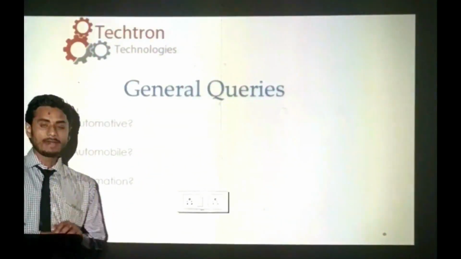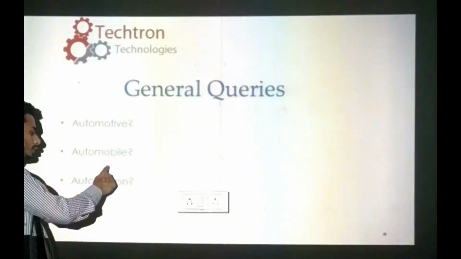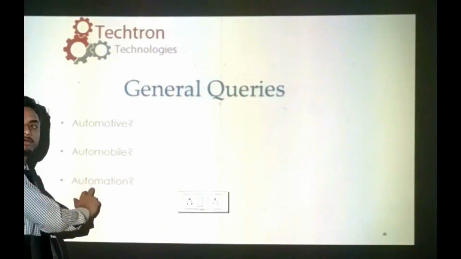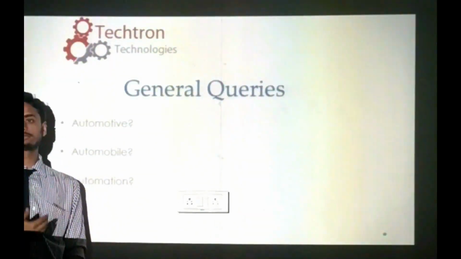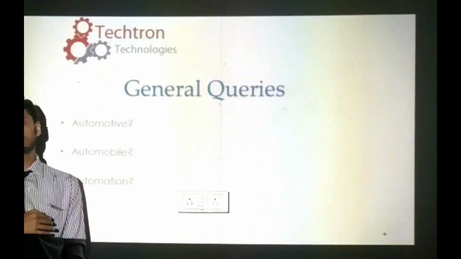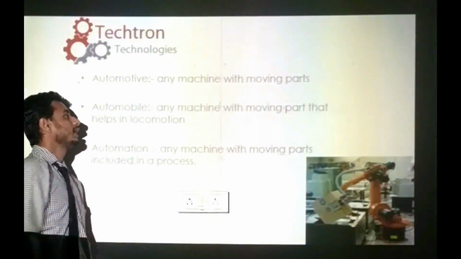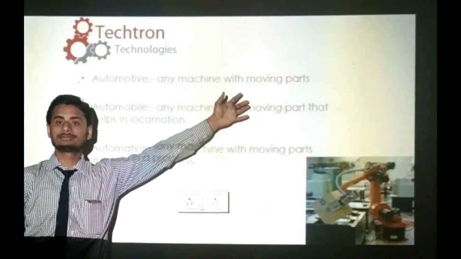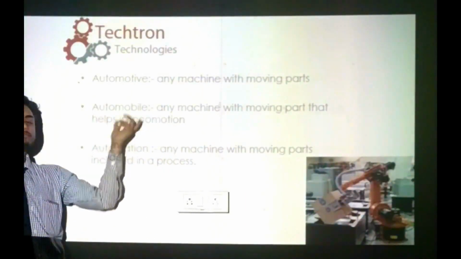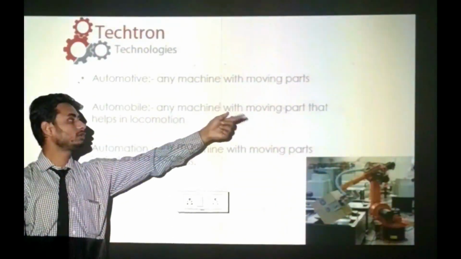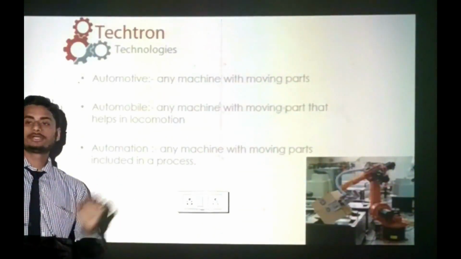Fine. And next, there are three words: automotive, automation, and automobile. These are three similar-sounding words, but they are not similar. Going to the definitions: automotive means any machine with moving parts. Automobile, as we have already discussed, is any machine with moving parts that helps in locomotion. That comes under the automobile.